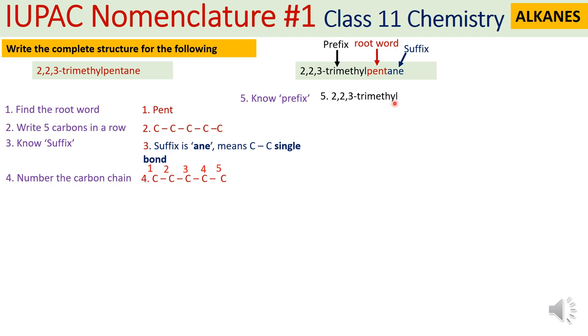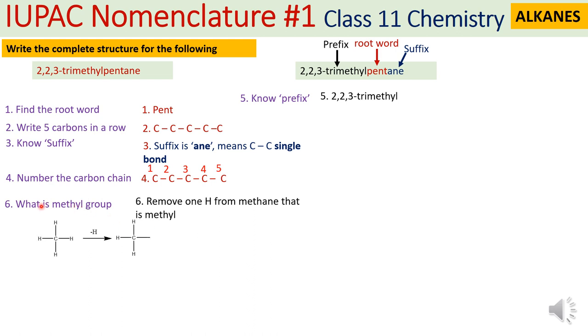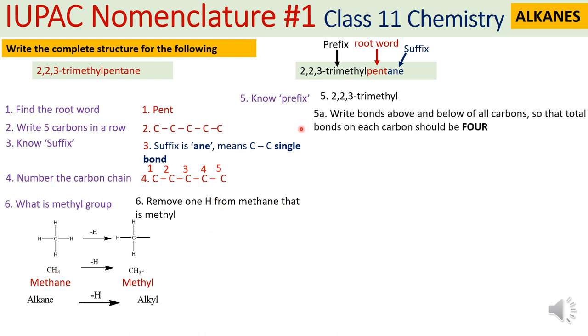Since it is an alkane, all the carbons in the structure will have four bonds. Four single bonds would be there on all the carbon atoms, so that has to be written. At the same time, you have to know what this methyl group is. A methyl group is nothing but one hydrogen removed from the corresponding alkane. Methyl comes from methane. From methane, if you remove one hydrogen, this gives the methyl. This is the structure. How many methyl groups are there? Three methyl groups. So from an alkane you get an alkyl.